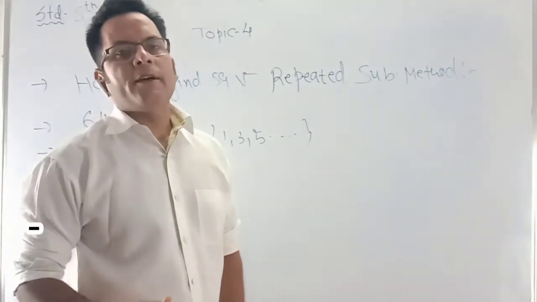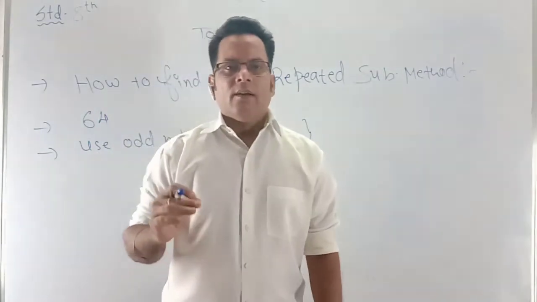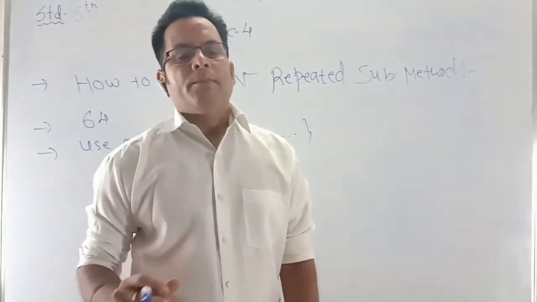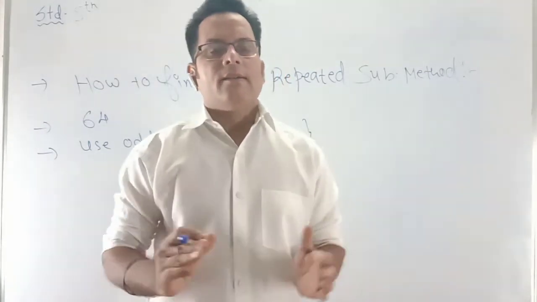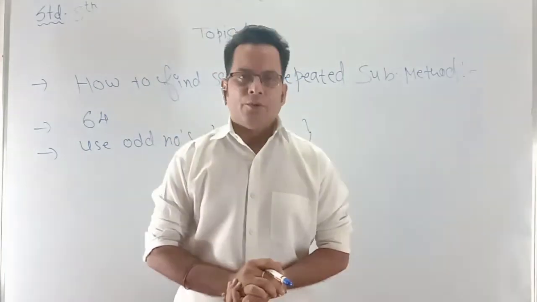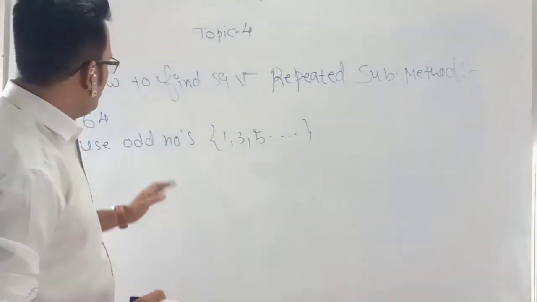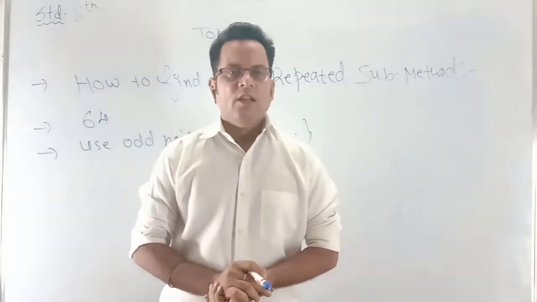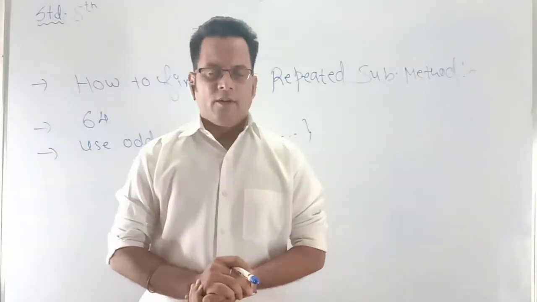And now a new topic, that is the repeated subtraction method. See students, the prime factorization method we did, okay? Now the repeated subtraction method is completely different. In this method, what you have to do is find the square root. You have to use odd numbers 1, 3, 5, 7, 9 and so on. You have to subtract them from the given number one by one.